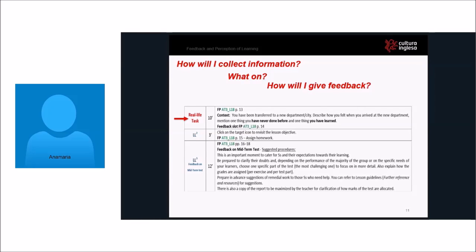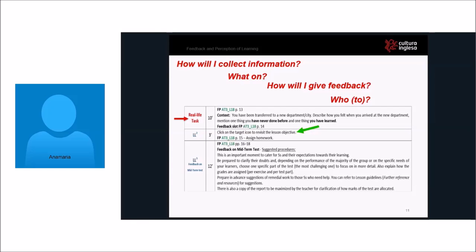The third question, how will I give feedback? Who's going to give feedback to whom? These are the questions I asked myself as I was planning. Something else that I planned would be to connect the next step to the feedback. The next step would be showing the lesson objective. So basically, we're asking students to have a look at their own production and assess themselves and decide whether they think they have learned or not.